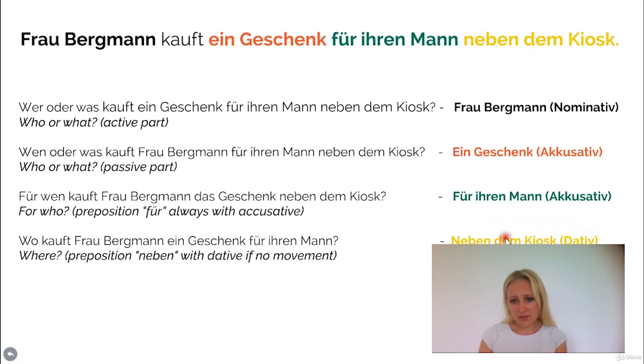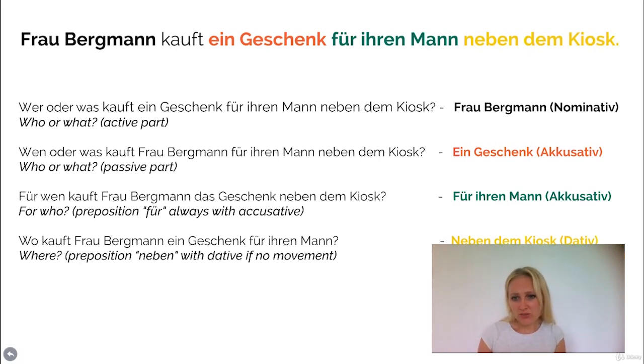Also, you recognize it because the article is dem. The article dem just exists in the dative case. It's never in the accusative or in the nominative case. Neither is it in the genitive case, the one that we are going to learn at the A2 level. So as you see, we have a nominative object here, we have an accusative object, we have another accusative object because of the preposition für, and we have a dative object because of the preposition neben, but without asking where to, but just where.